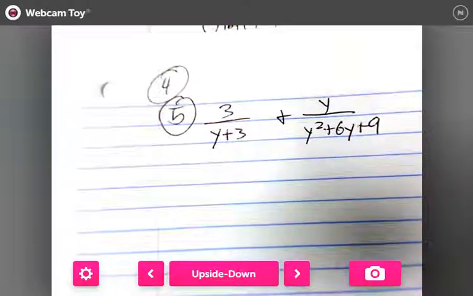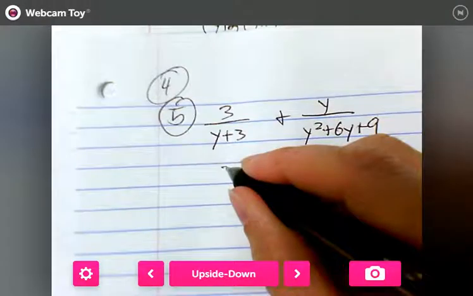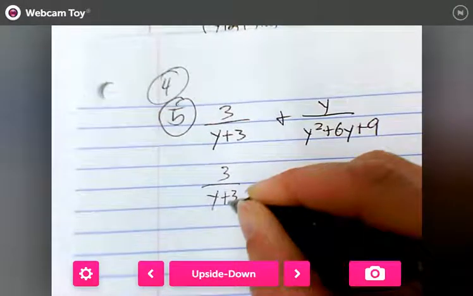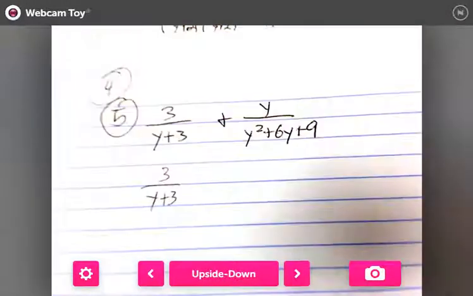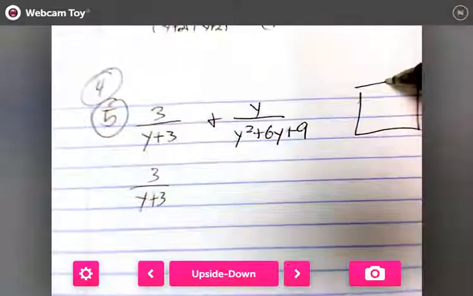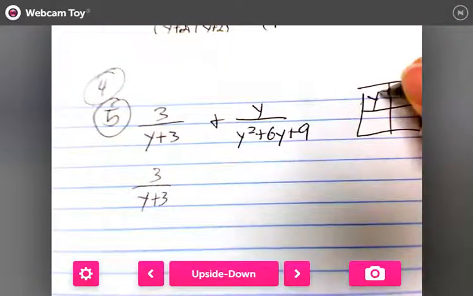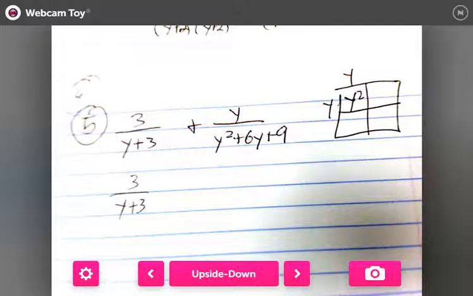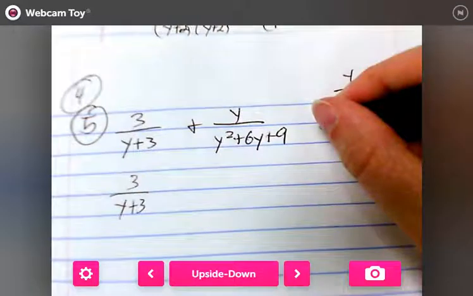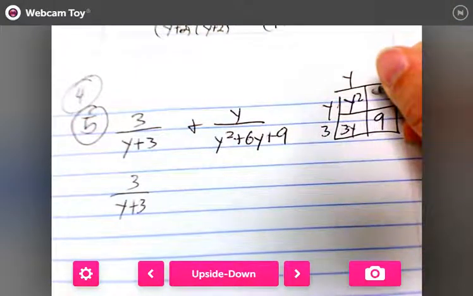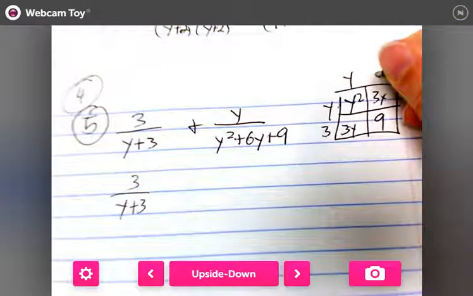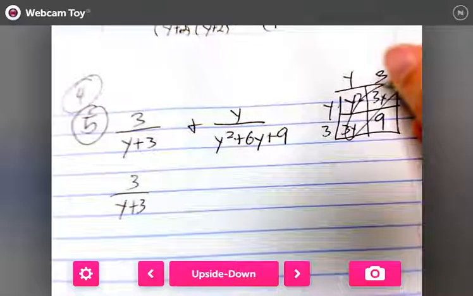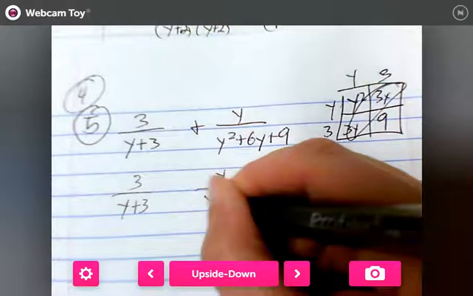Okay, so we still have y plus 3 over here, but I'm going to try to factor this one out to see what it can be. What 2 numbers multiply to give you 9, but add together to give you 6? 3, right? So we get 3y plus 3y gives you 6. So we've got y over y plus 3 times y plus 3.